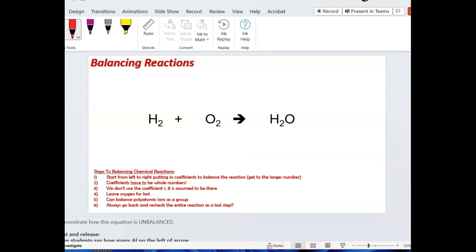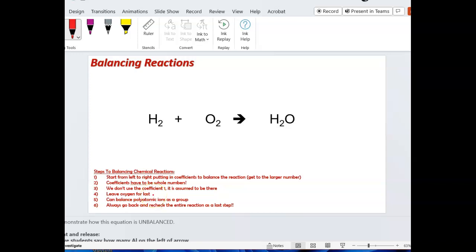So in these moving forward, I have the steps to balance down at the bottom. These are just suggestions. Once you balance a bunch and you get comfortable with it, you can put these steps in a different order or do whatever you feel comfortable. But to start out, I would suggest going from left to right in the chemical reaction. Coefficients, remember, have to be whole numbers. We don't write ones. We assume them to be there.